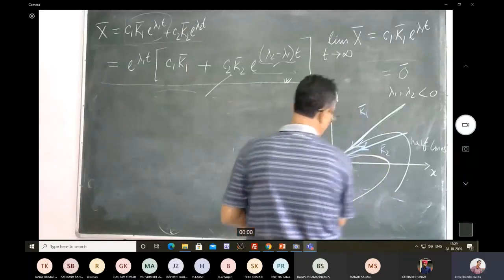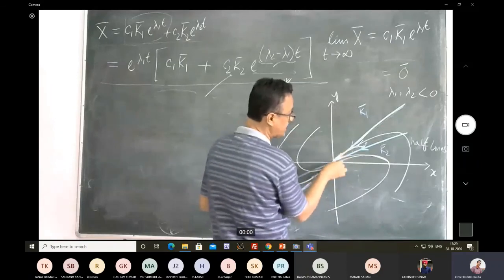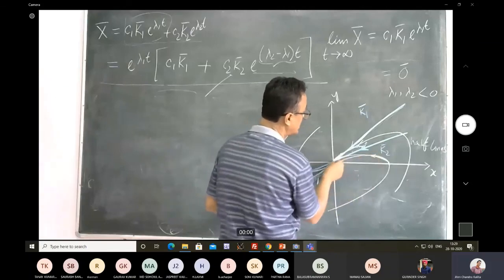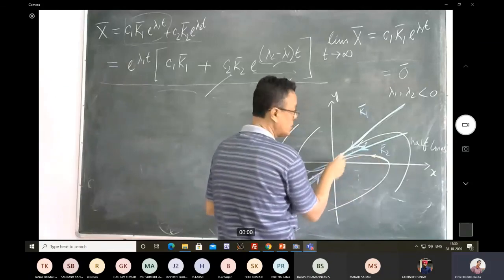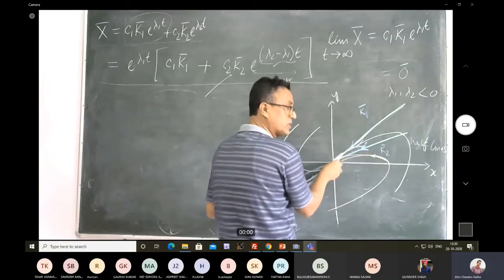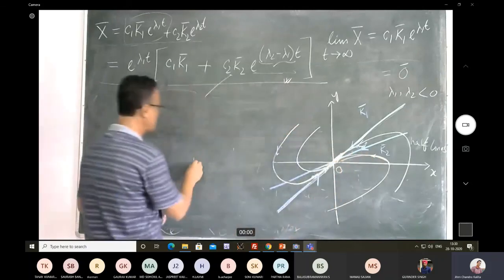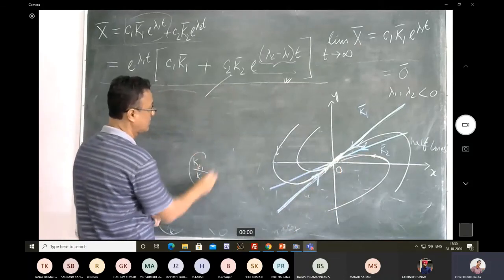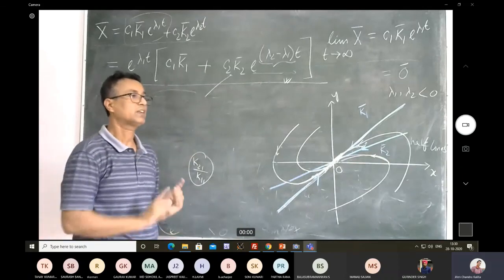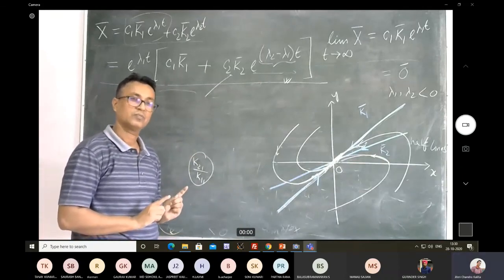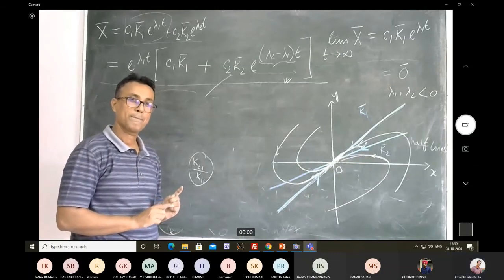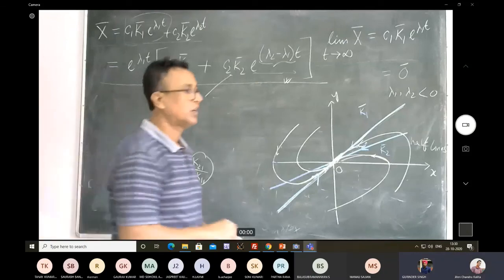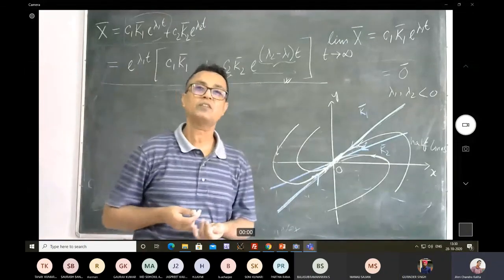So when they approach the point 0, which is nothing but the critical point, all these curves, if you draw a tangent to those curves at the point x equal to 0, that is going to be simply this, K1 by 1, 1. The slope is going to be given by this. Is it clear now? Right?